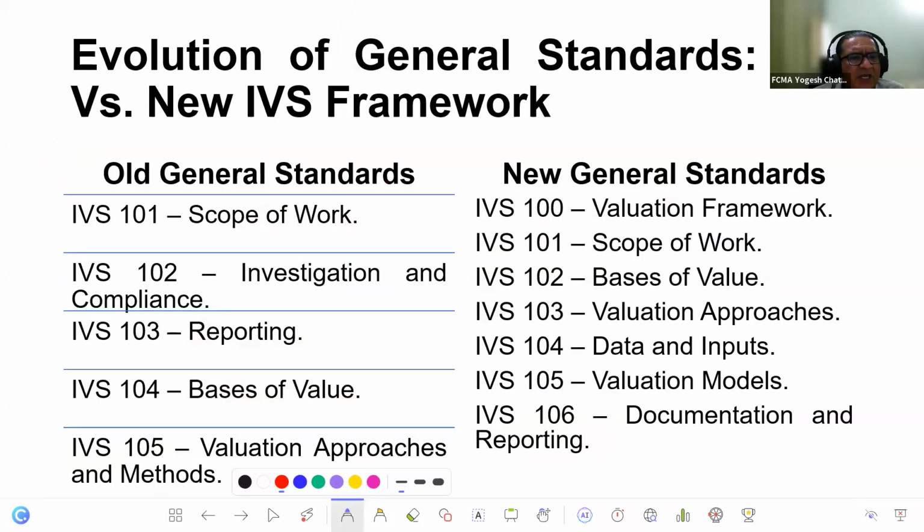All of you must be aware that the International Valuation Standards Council, or the IVSC, in the recent past, has published the revised valuation standard.